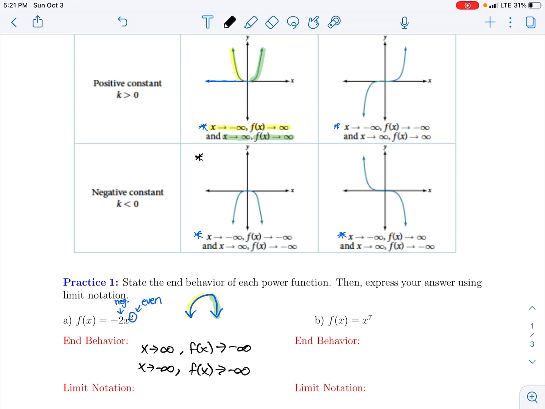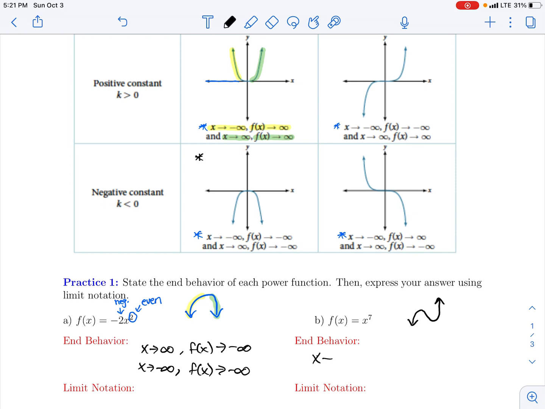Okay, and then looking at part B, it says f of x is equal to x to the 7th. So note that since there's no number physically there in front of the x to the 7th, it's just going to be 1, right? So it's really just 1 times x to the 7th. So I know that my k value is positive and my power is odd. So the shape of the graph, based on my chart, looks like this.